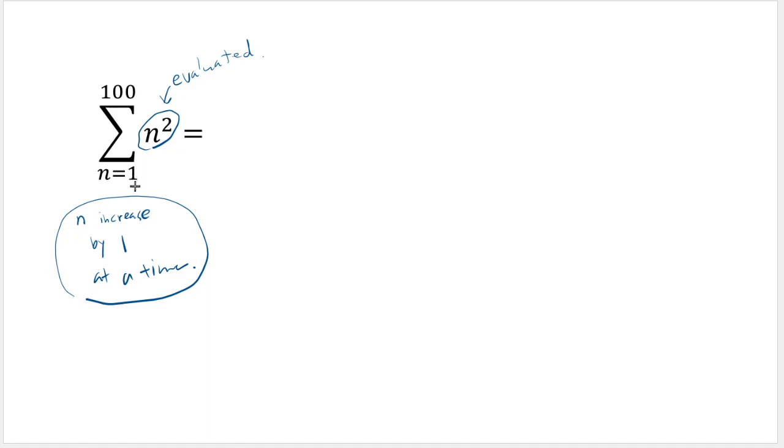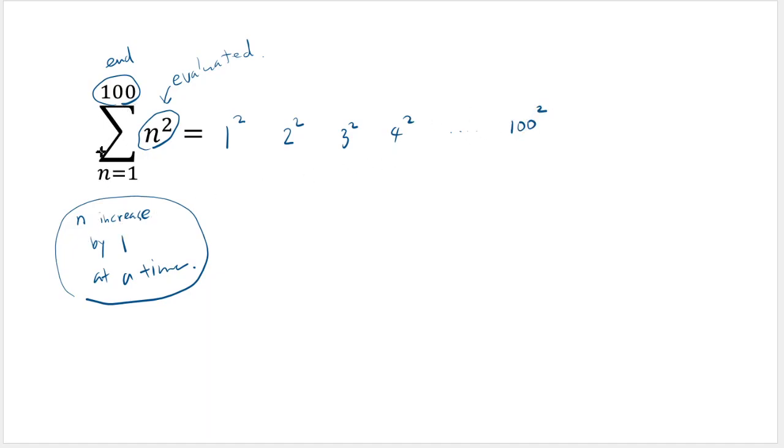So when n is 1, 1 squared is evaluated, so you put 1 squared. Then you increase by 1, so n becomes 2, so 2 squared is evaluated. And then you increase by 1 again, so 3 squared is evaluated. And 4 squared, all the way up till you reach the last number. That's where you end. And so you get 100.